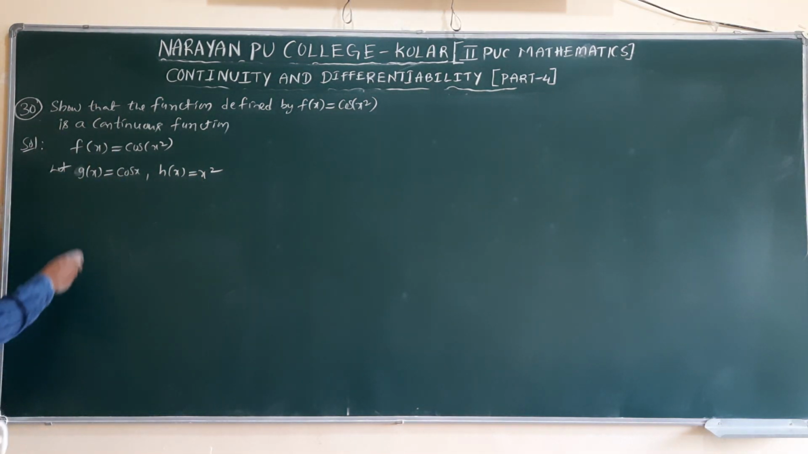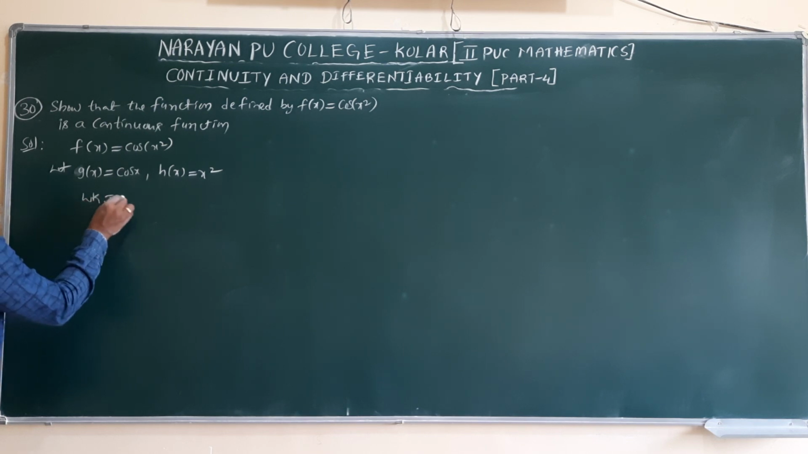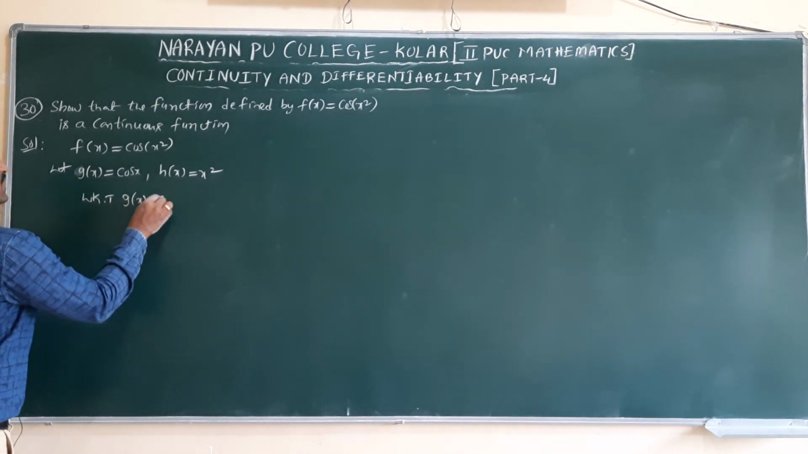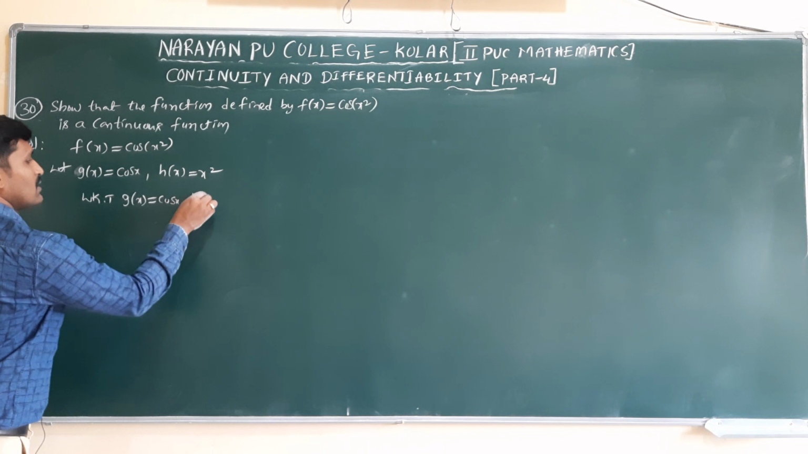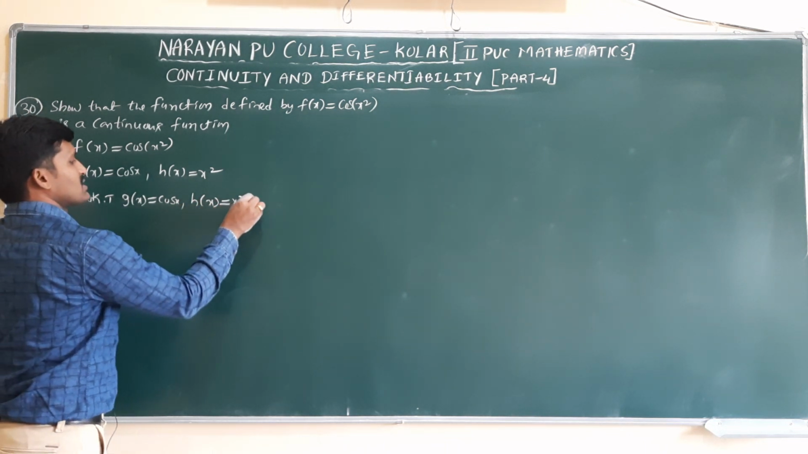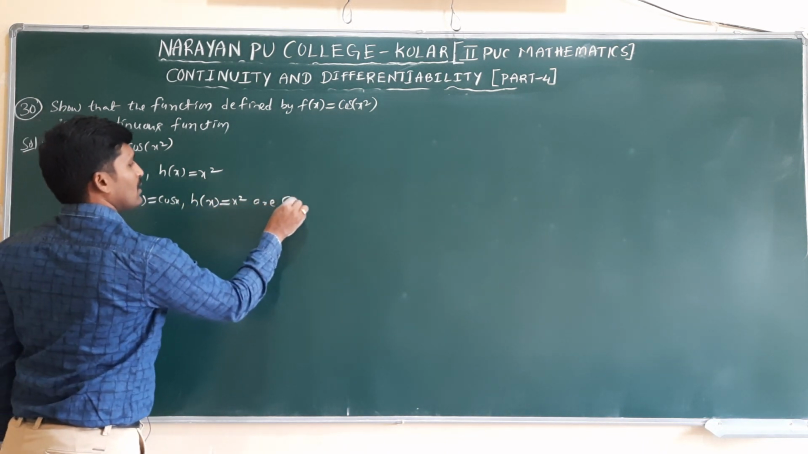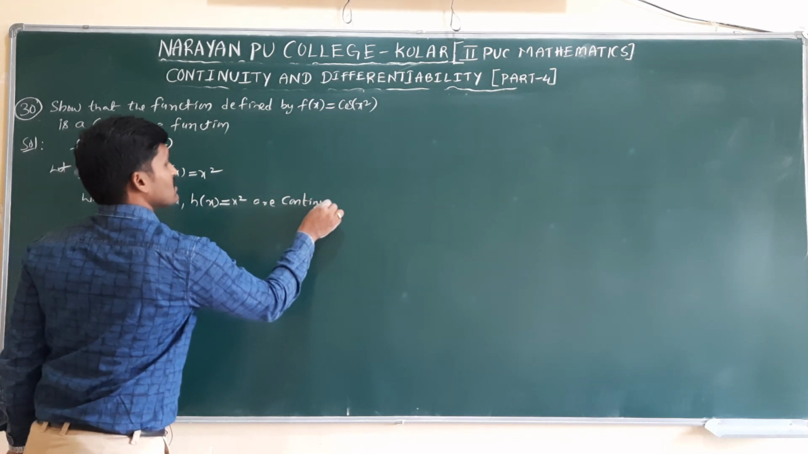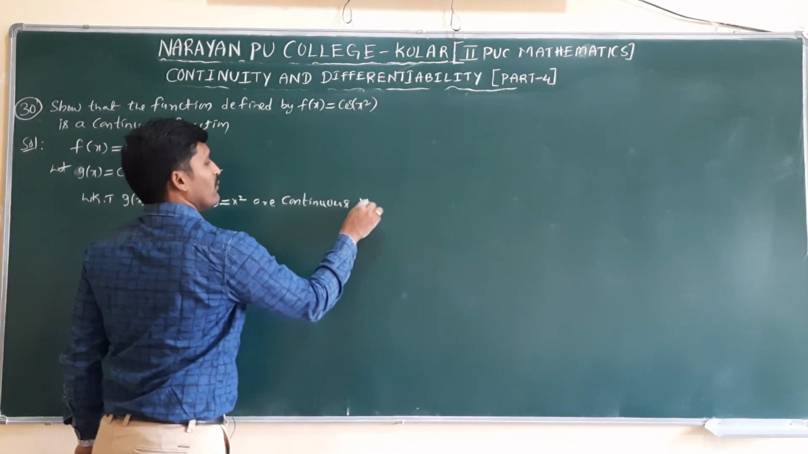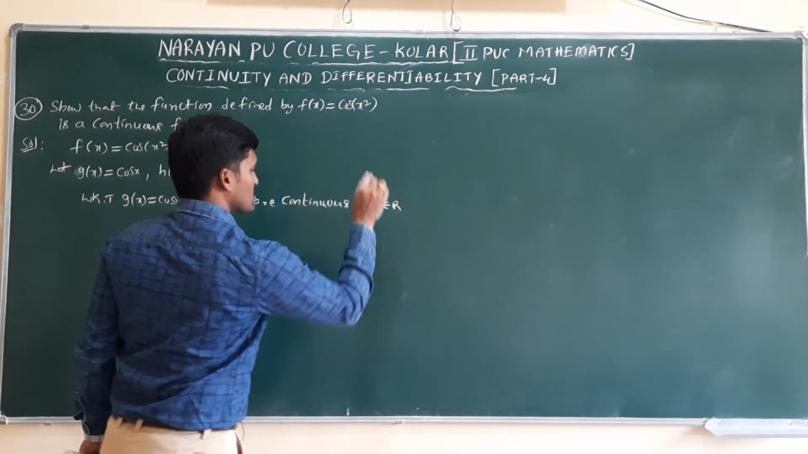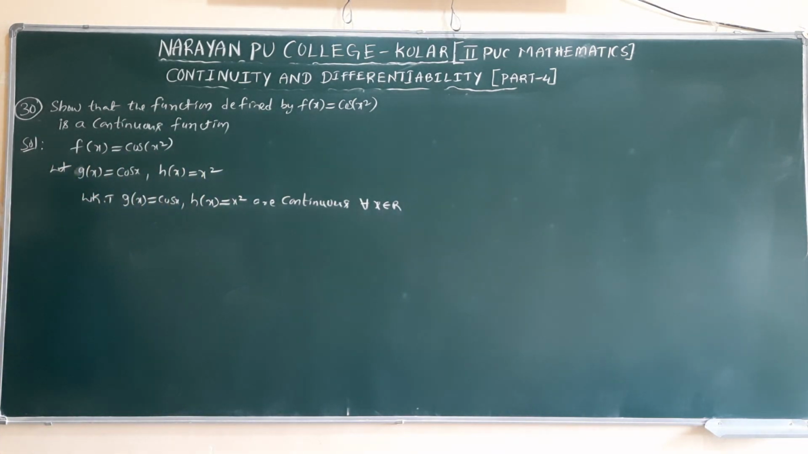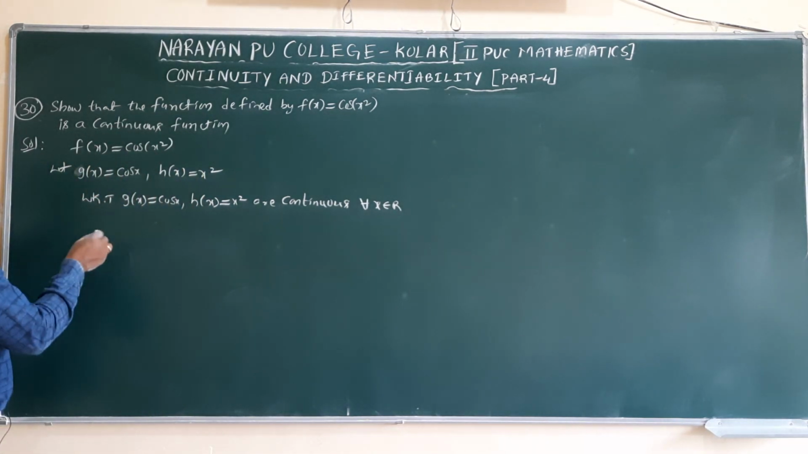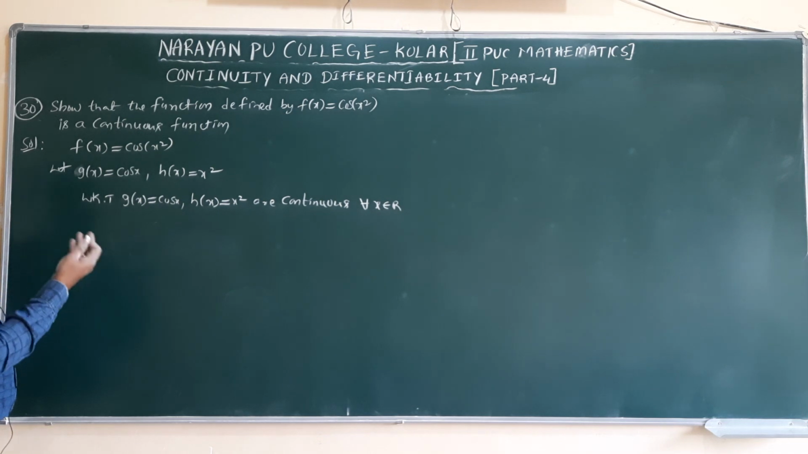That's why we know that g of x is equal to cos x, h of x is equal to x square are continuous for all x belongs to R. For all real numbers, it is continuous. Now, we need to prove finally it is continuous for the composition.